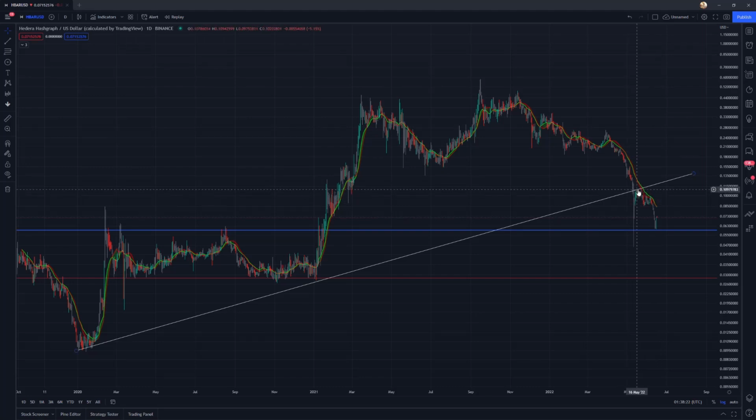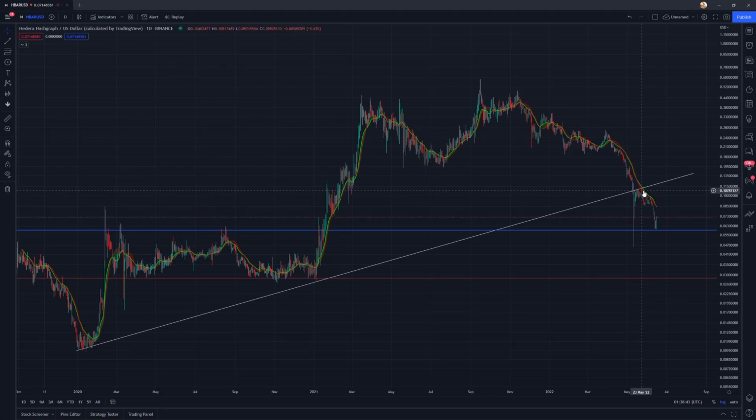But we had this rejection off of this trend line, and then another rejection off of this 20-day simple moving average, which is the red line. The green line is the 21-day exponential moving average. Together they form this nice little band, and you can see how we had some pretty clear rejections off of this level.